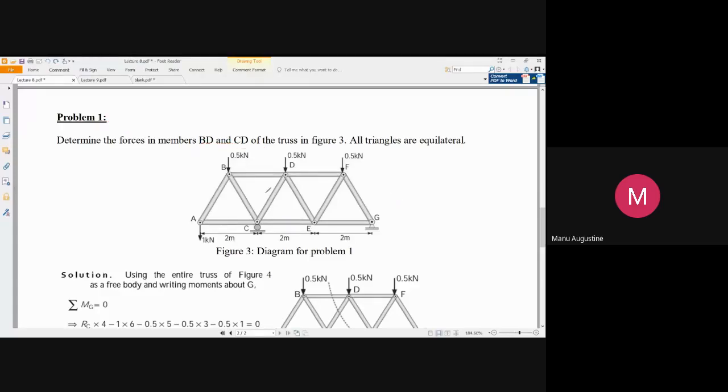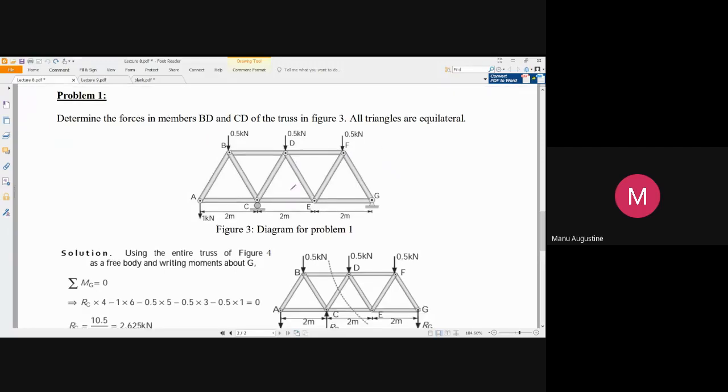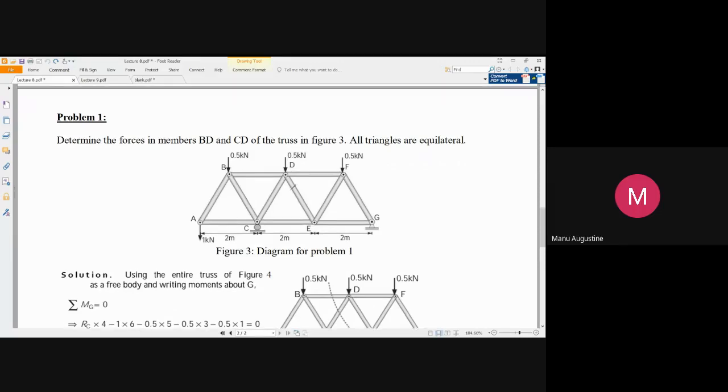We can solve it by using the method of joints. In the method of sections that we studied in the last class, what we have to do is we have to draw a section line and cut the truss into two different parts. The truss has to be separated into two individual parts, subcomponents, and the section line should not pass through more than three unknown forces at a given time.